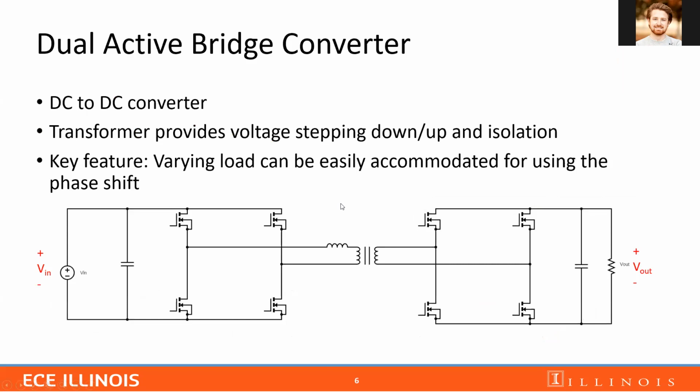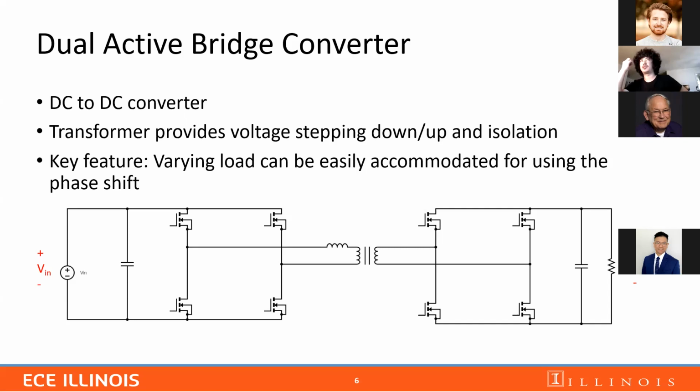A DAB converter is a DC to DC converter, and its circuit is shown below. It has an H-bridge on the input side and another H-bridge on the output side. In the middle, there is an auxiliary inductor and also a transformer. The transformer is used to provide voltage conversion and also isolation between the output and input side. The key feature of this kind of converter is that we can use the phase shift to easily control the power flow in the converter.